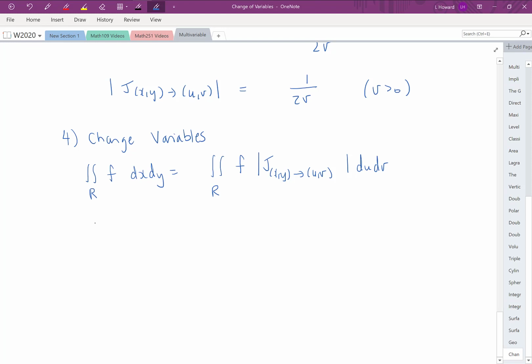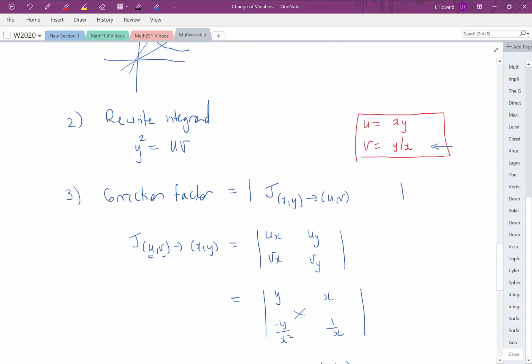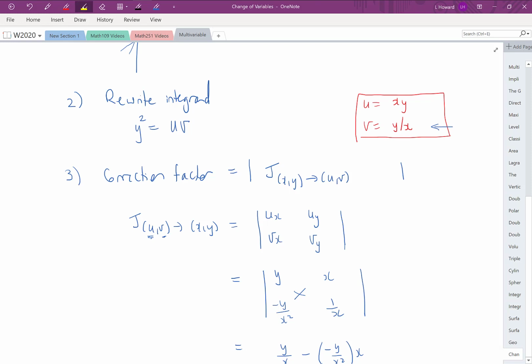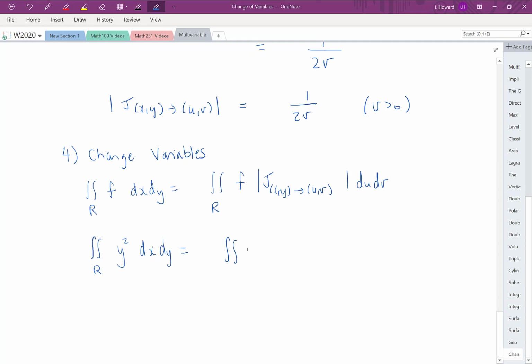So in this case, what we're saying is the double integral over region R of our function y squared dx dy, that's what we're trying to compute, is going to be the double integral of that same function, but now rephrased using u and v. Okay, so we did that in step 2. We said our integrand would be uv, so we can plug that in there. So our function is uv. We said our correction factor, which is the absolute value of the Jacobian, would be 1 over 2v. That gets integrated with respect to u and v.